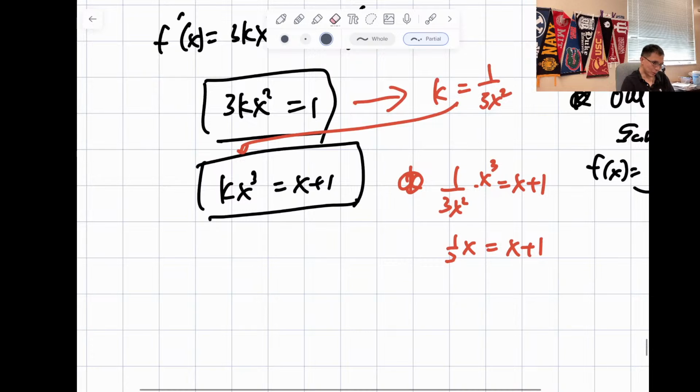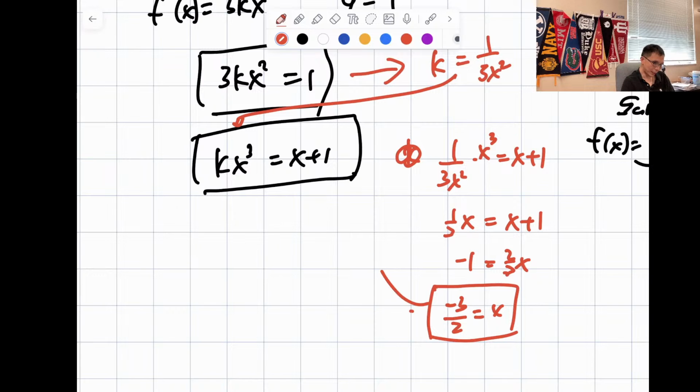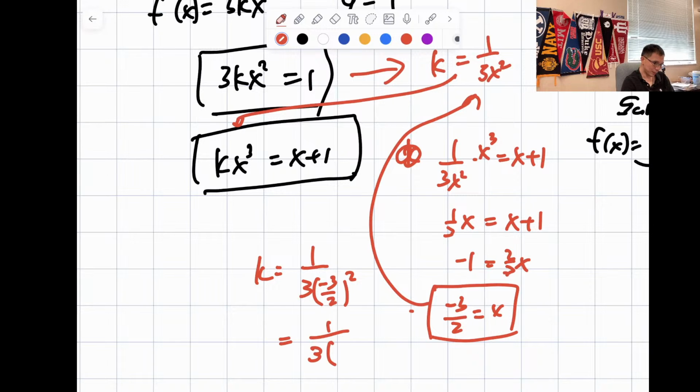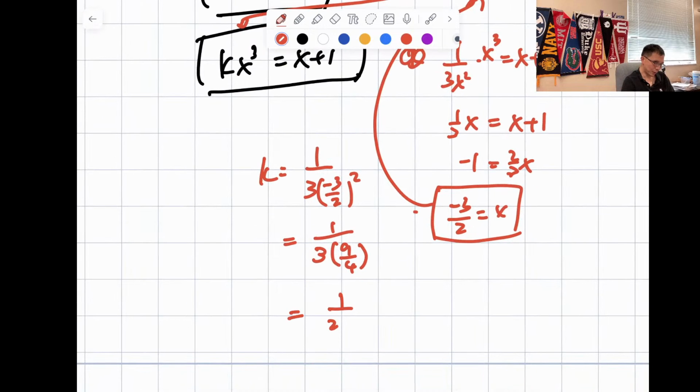So that's equal to 2/3 x equals negative 1. So negative 3 over 2 is equal to x. And then plug it back in. So k equal to 1 over 3 times negative 3 over 2 squared. So 1 over 3 times 9 over 4. So it's 1 over 27 over 4, so it'd be 4 over 27.